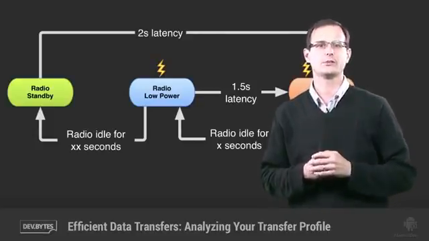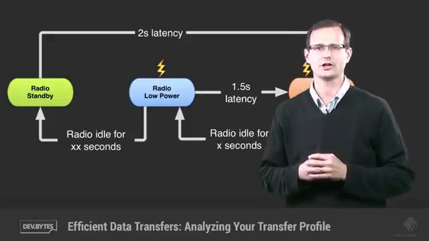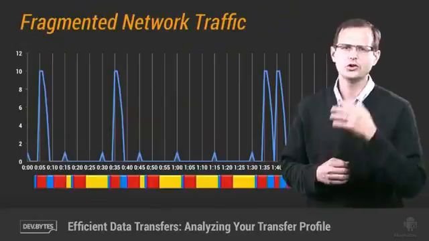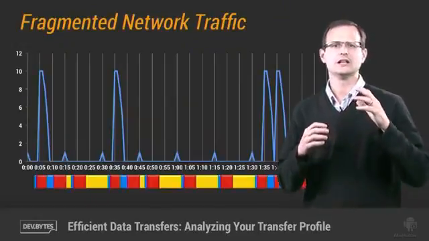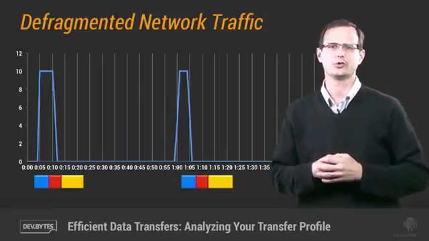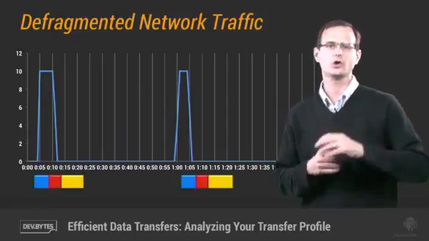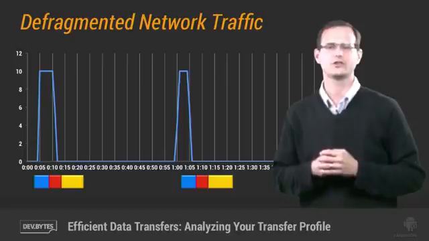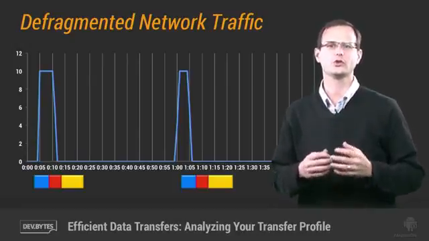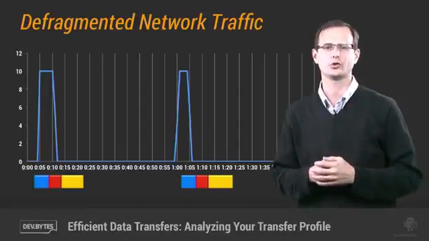As you may have already seen in my devbyte on understanding the cell radio, it's good practice to use the big cookie approach to data transfers to avoid a fragmented network traffic profile that keeps the cell radio powered up indefinitely, in favor of minimizing the number of radio state transitions. Now, before you optimize your code, you need a way to generate these graphs that show exactly when your app is transferring data, and to understand what you're looking for, so you can look for areas that need improvement.